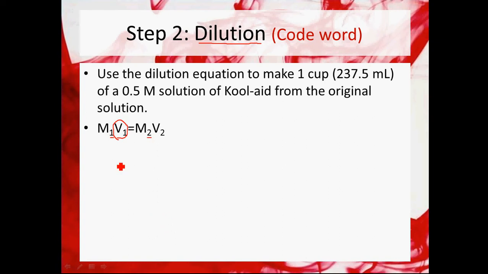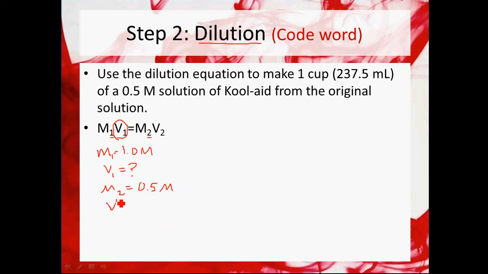Alright, so our first solution, the molarity, M1, is equal to 1 molar, right? That's what we're making it from, 1 molar. And then our V1, that's our unknown, that's what we're solving for. So this is our question mark. M2 is the molarity that we want, which is going to be 0.5 molar.